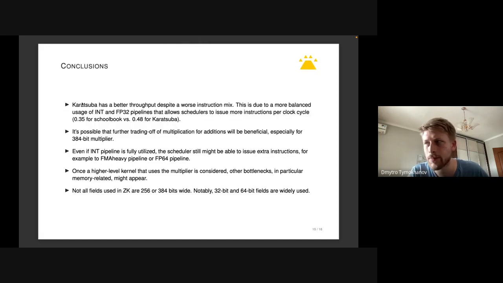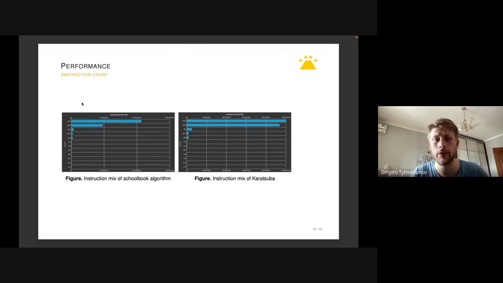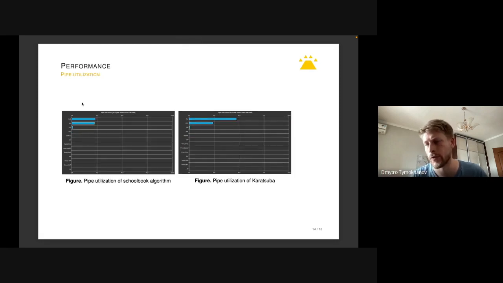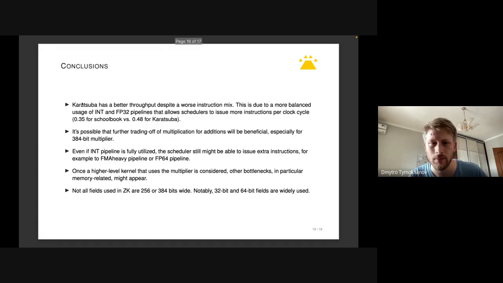And so that tells us that we might try this, especially for the 384-bit multiplier, because these pictures are for 256-bit. For 384, we actually get much less performance from the ALU because we get proportionally more multiplications. So yeah, basically, we still have additions to add in, trading them for multiplications.